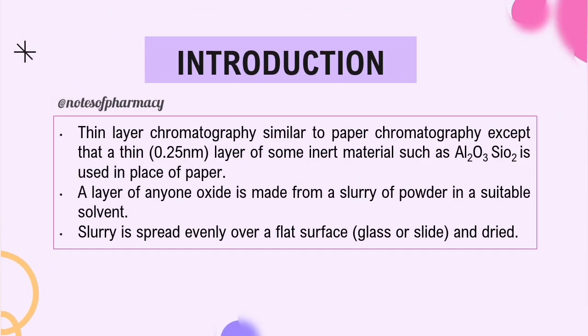Coming to the introduction. Thin layer chromatography is similar to paper chromatography except that a thin layer of some inert material such as Al2O3, SiO2 is used in place of paper. A layer of the oxide is made from a slurry of powder in a suitable solvent. The slurry is spread evenly over a flat surface, that is glass or slide, and dried. It is spread manually or mechanically.